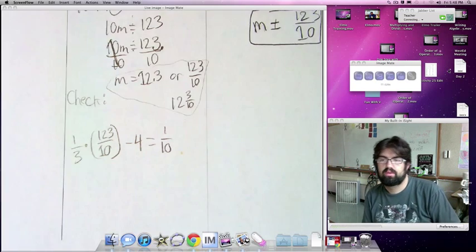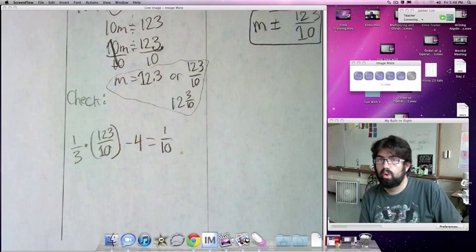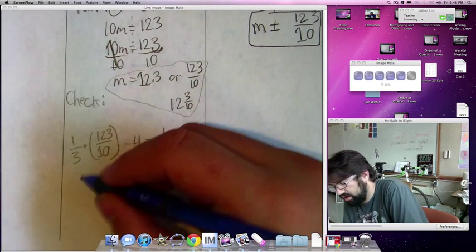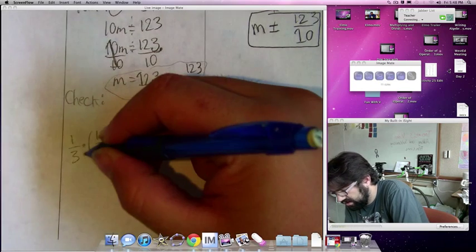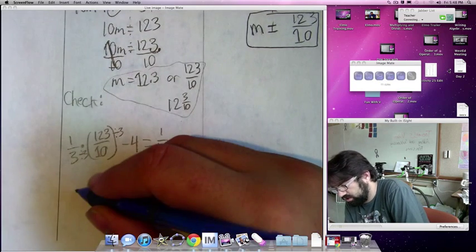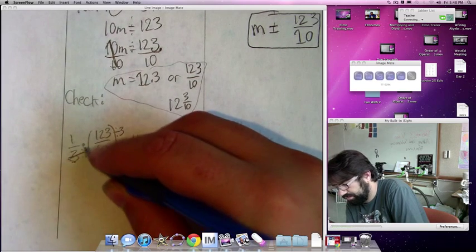Here we go, now we're doing our check. Because we're going to multiply right off, I'm just going to use the improper fraction. 1/3 times 123 over 10 minus 4 is equal to 1 over 10. Let's check that out. You could multiply straight across, which is fine, or you can divide. I can divide this by 3 and divide this by 3. So this turns into 1. That's definitely 1 right there.